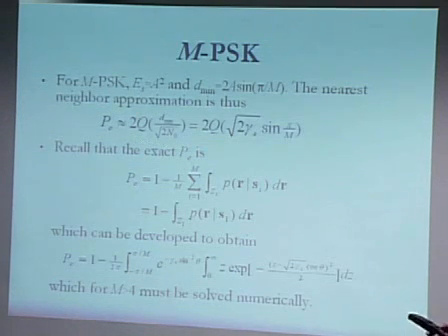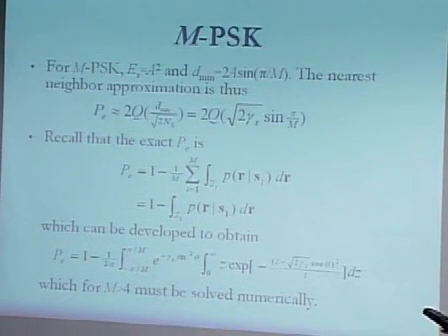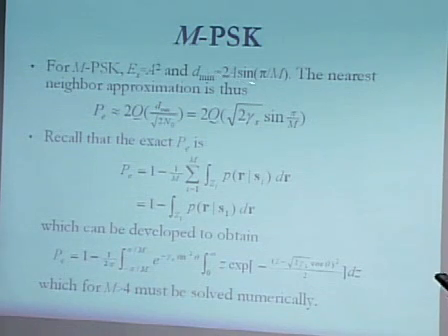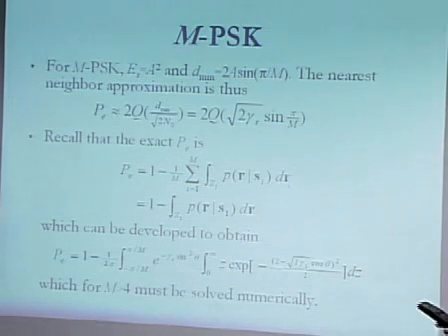So we have the nearest neighbor approximation, which is twice Q of dmin over root of 2 N0. And we can put this as a function of gamma s, right? By converting dmin, we can take dmin and replace it by this formula over here. And then we can replace A by the square root of Es, and then combine Es and N0 into gamma s. And if you do that, you can get this expression on the right. So it's twice the Q of root of 2 gamma s times sine of pi divided by M. Okay? So this one is a function of gamma s and capital M.